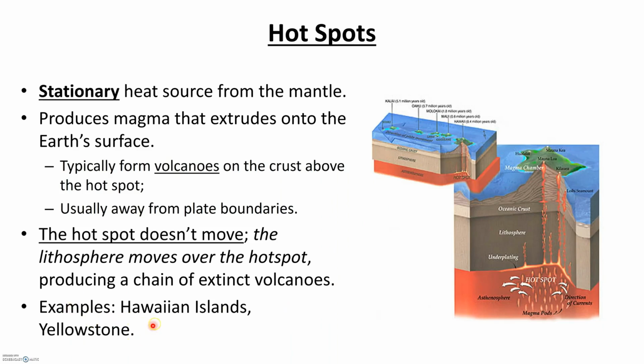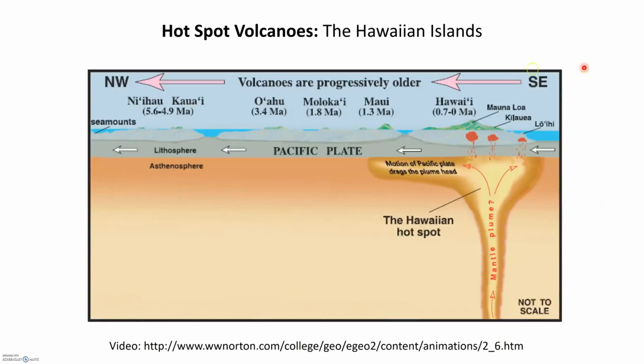So two well-known examples here. These are actually US examples, which is really cool. We have our Hawaiian Islands, and then we also have Yellowstone. We've all heard of the supervolcano at Yellowstone. Well, what's feeding that volcano is one of these hot spots, one of these extra hot, low-density places down in our mantle. So here we're going to zoom in, we're going to look at the Hawaiian Islands example.